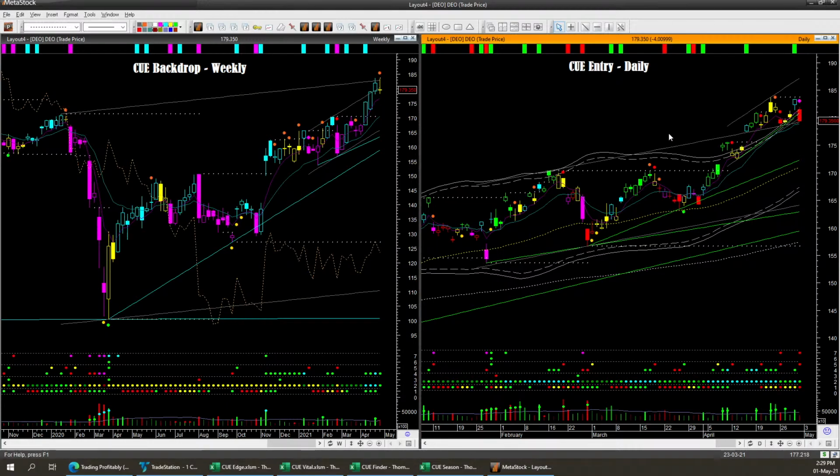You may look for similar setups by combining insights from Finder, Vital, Edge. You may try to align seasonality also if you could. We are at the 1 hour point. Let me end today's session here.